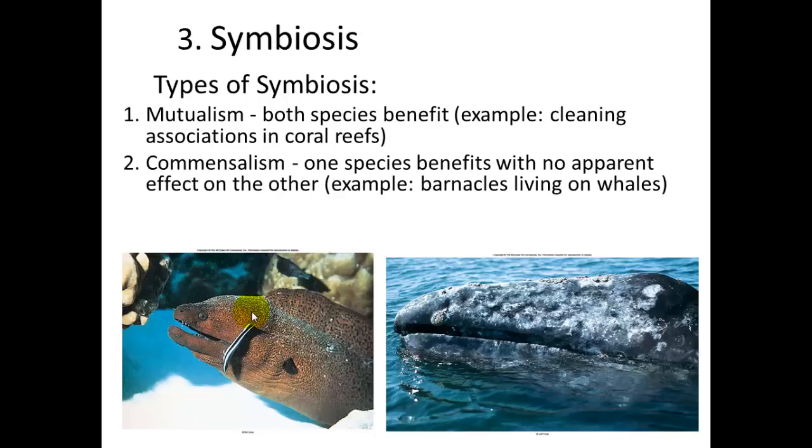Commensalism is where one species benefits and it doesn't really seem to have an effect on the other. So an example is these barnacles, which live on whales, and doesn't seem to really negatively affect the whales. They can still swim around and get their food and everything they need. But the barnacle gets a place to live.